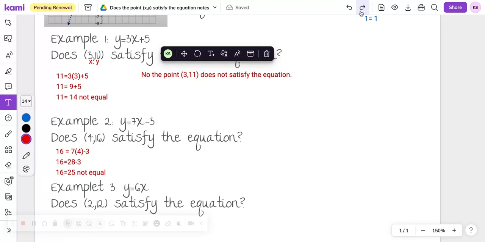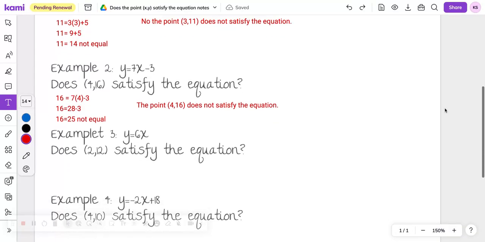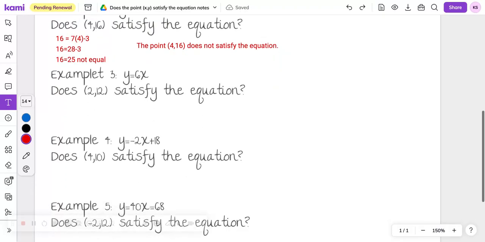So that means, just like example 1, the point 4, 16 does not satisfy the equation. So that means that it is not a solution to that equation. It doesn't make that equation true. It would not fall on that graph line. Okay. Let's do one more example, and then I want you guys to do examples 4 and 5.